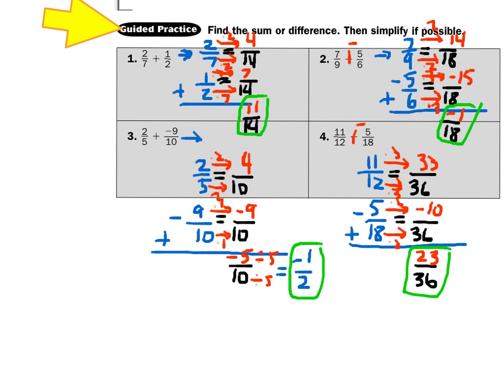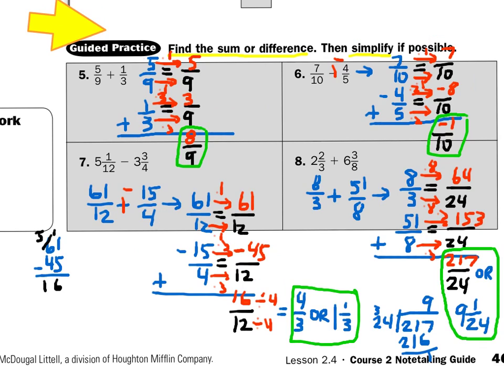And then grab your red and do your zippy. 12 goes into 36 3 times. 11 times 3 gives you 33, and put that on top. 18 goes into 36 2 times. Negative 5 times 2 gives you negative 10, and put that on top. Now add 33 plus negative 10 is positive 23. The positives win by 23. So it's positive 23 over 36, and you box your answer.